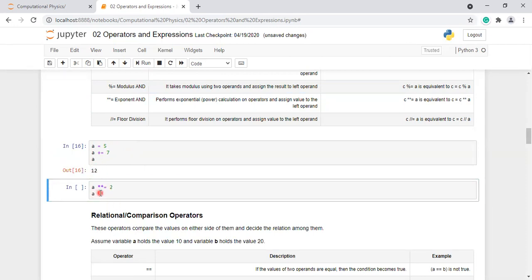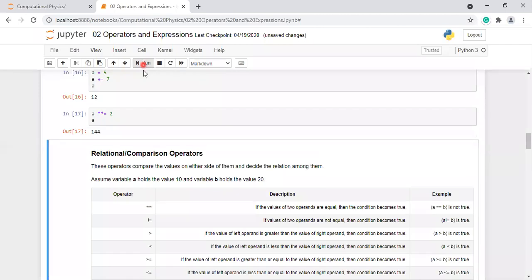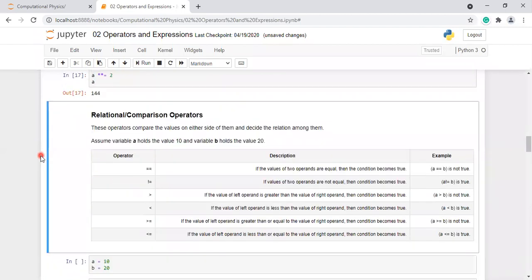Look at this. A star star equal to 2. What will be the answer? A to the power 2. And what is the value of A here? A is 12 here. So A star star equal to 2 means A equals 12 square. So this will be 144. Simple idea.